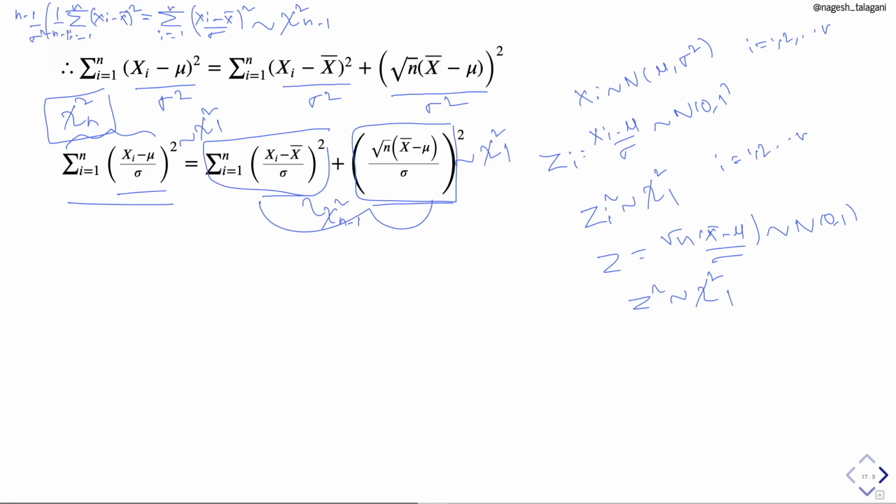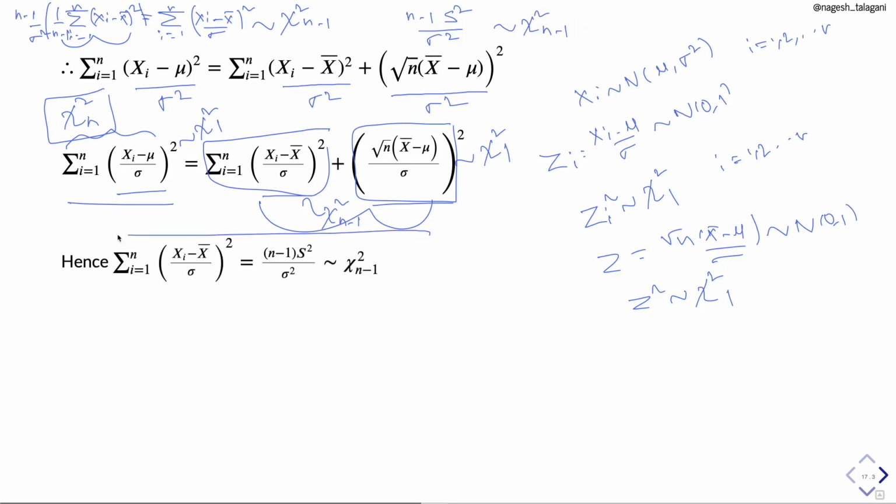Now what we have here, n minus 1. Here this one is going to be s square, sample variance s square by sigma square, follows the chi-square distribution with n minus 1 degrees of freedom. So we have this. So this summation i equal to 1 to n of (xi minus x bar) by sigma whole square, same as this n minus 1 s square by sigma square, which follows the chi-square distribution with n minus 1 degrees of freedom.